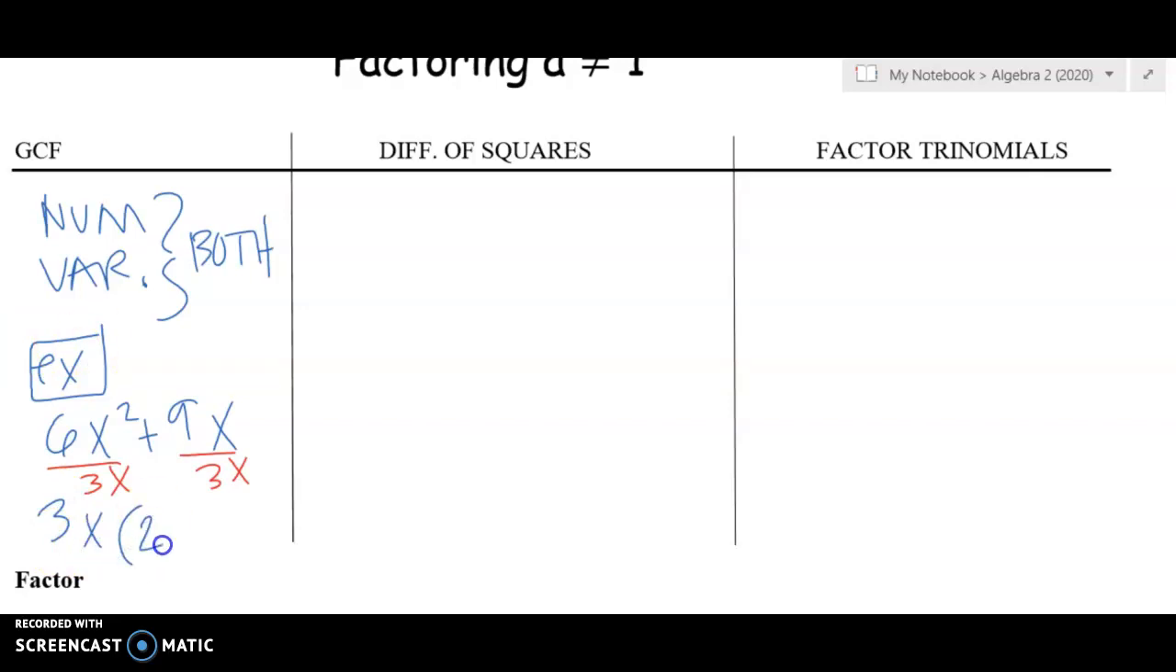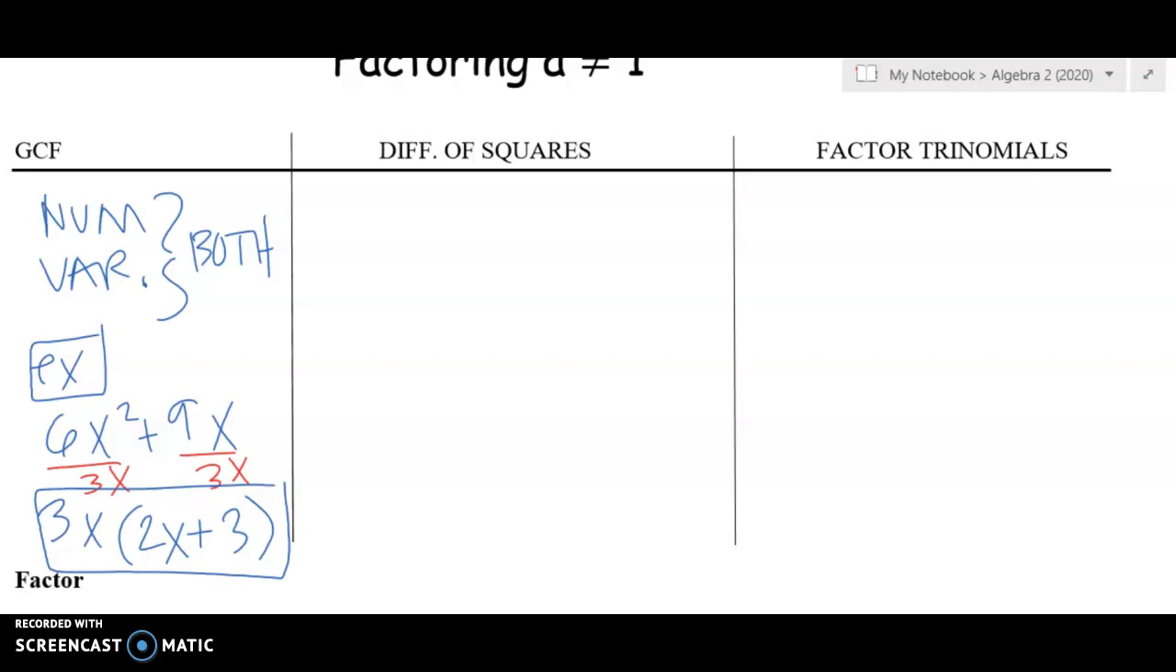3 goes into 6 2 times. I have an x left over. And then 3 goes into positive 9 3 times with no x's left over because I took that one out in the front. And that's how we practiced a GCF. We did that a few days ago.